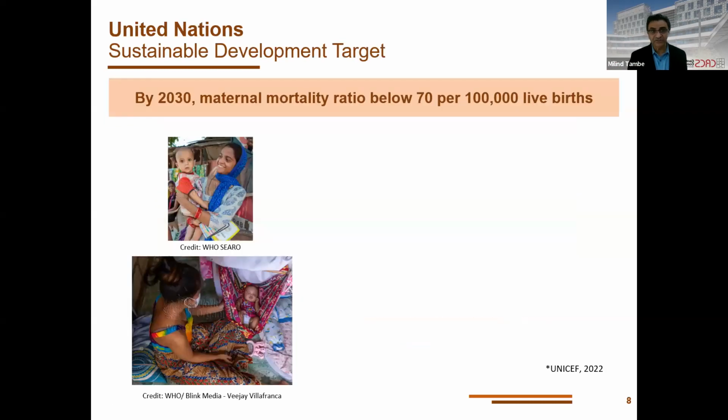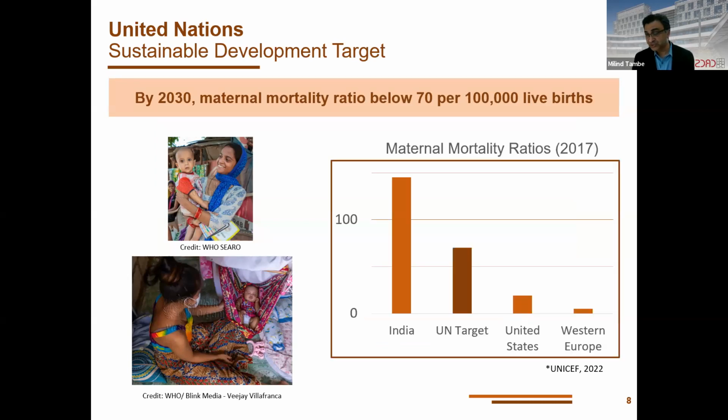So the United Nations Sustainable Development Target says that by 2030, maternal mortality ratio, mothers dying during pregnancy and childbirth, should be below 70 per 100,000 live births. Where are we today? Western Europe is very low. United States is more than double that. And actually the maternal mortality rates have been growing in the United States. Unfortunately, countries like India are above 100, compared to the UN target of 70. And that's where we begin today.